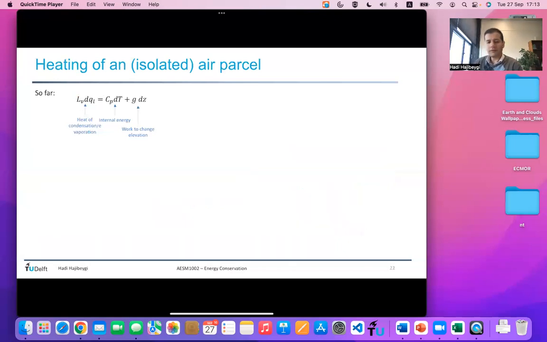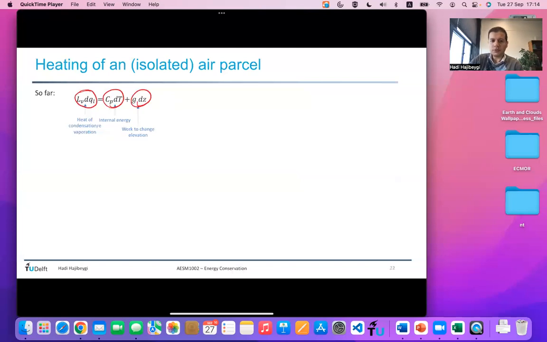Okay, so far we have seen that the latent heat released by the condensation would be compensated by Cp dT and g dz, which is the internal energy and some work, and also the elevation change as well. Work to actually change your elevation, that's g dz. Cp dT is the internal energy through the process of constant pressure, and it has also some work in it already too.